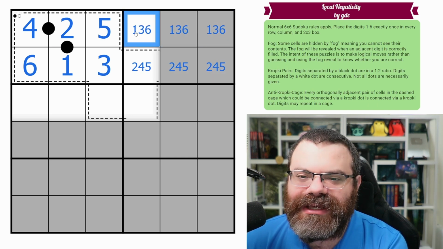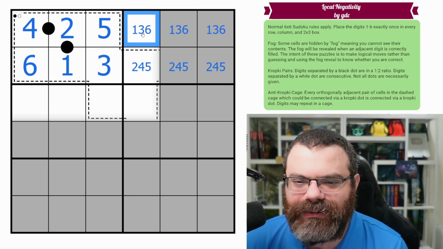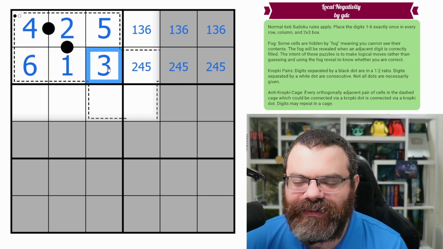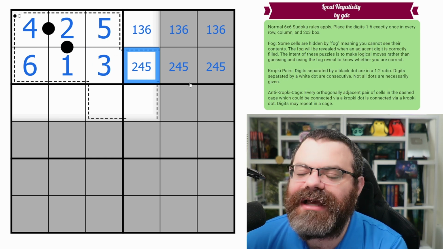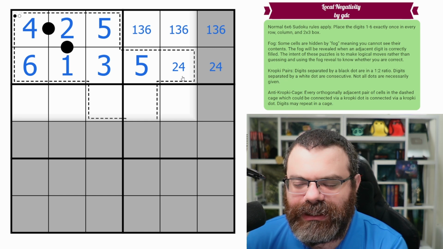Now here, we got to be careful. This is not part of the anti-Kropke cage, so it could be a 6, for example, even though it's next to a 5. This, though, cannot be 2 or 4. That would be consecutive with the 3. So this has to be the 5. All right, nice. Got that revealed.